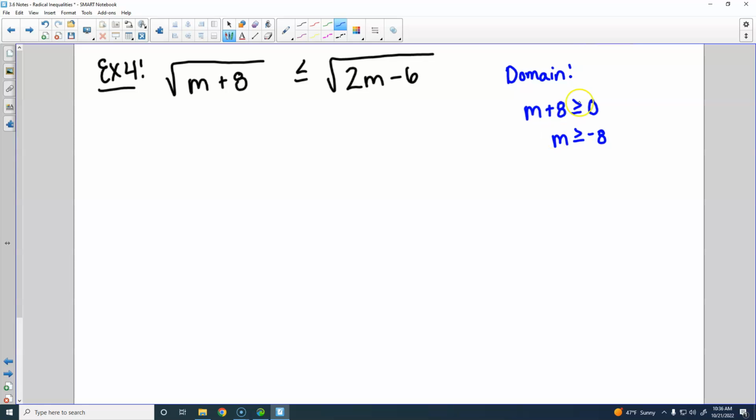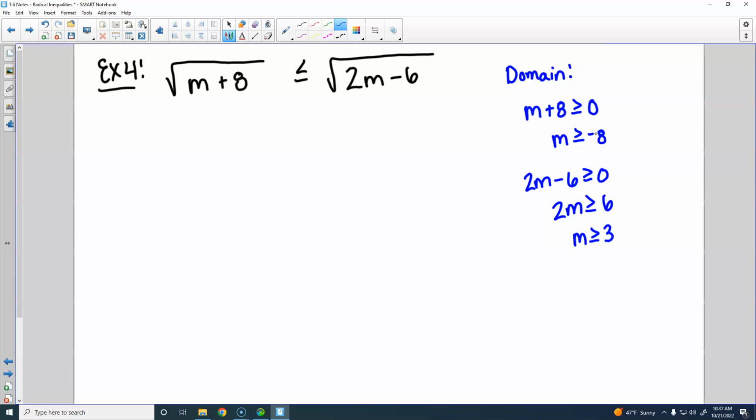All right, so that considers this left-hand square root. I also have to consider the right-hand square root. So 2m minus 6 also has to be greater than or equal to 0. So that would be 2m is greater than or equal to 6. If I divide by 2, there m is greater than or equal to 3. So those are both restrictions on my domain. However, if something is greater than or equal to 3, is it also going to be greater than or equal to negative 8? Yes.